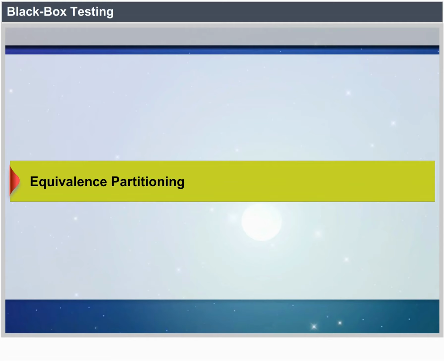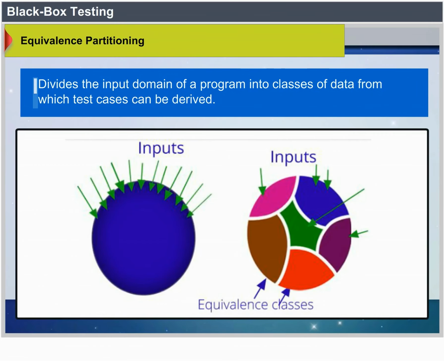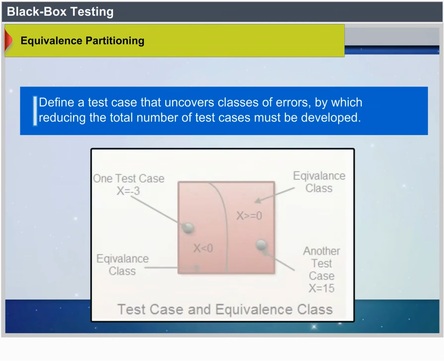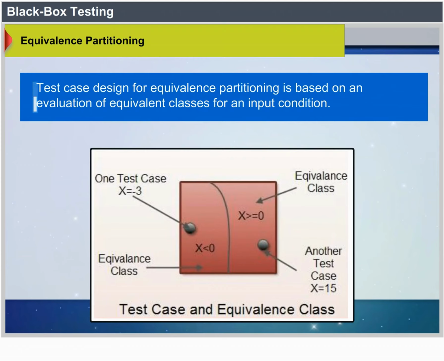Equivalence partitioning divides the input domain of a program into classes of data from which test cases can be derived. Define a test case that uncovers classes of errors, thereby reducing the total number of test cases that must be developed. Test case design for equivalence partitioning is based on an evaluation of equivalence classes for an input condition.